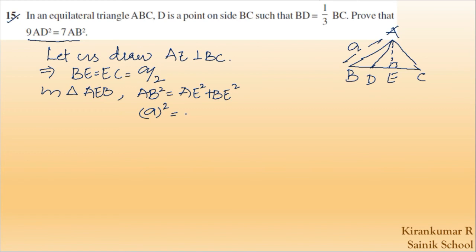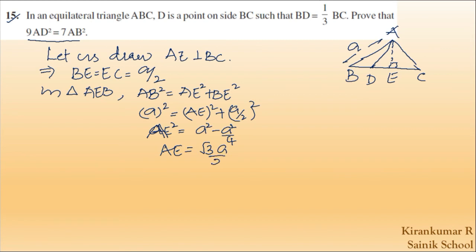In the place of AE as it is AE. In the place of BE, I can write A by 2 whole square. So I can find AE. AE square will be equal to a square minus a square by 4. So we get the length of AE as root 3a by 2. This is the length of the altitude.